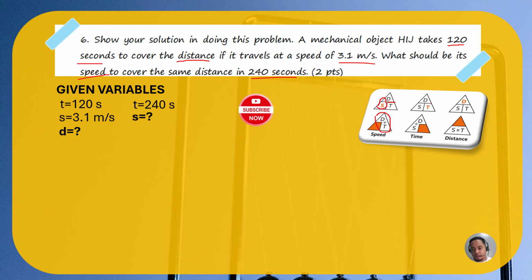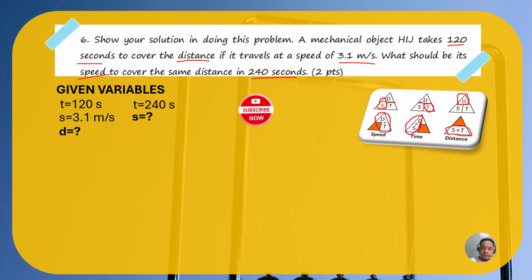Next, if our unknown is the time, all you have to do is divide the distance by the speed. And then if we are determining the distance, all you have to do is multiply the speed and the time. That's the technique of how we are going to do it.